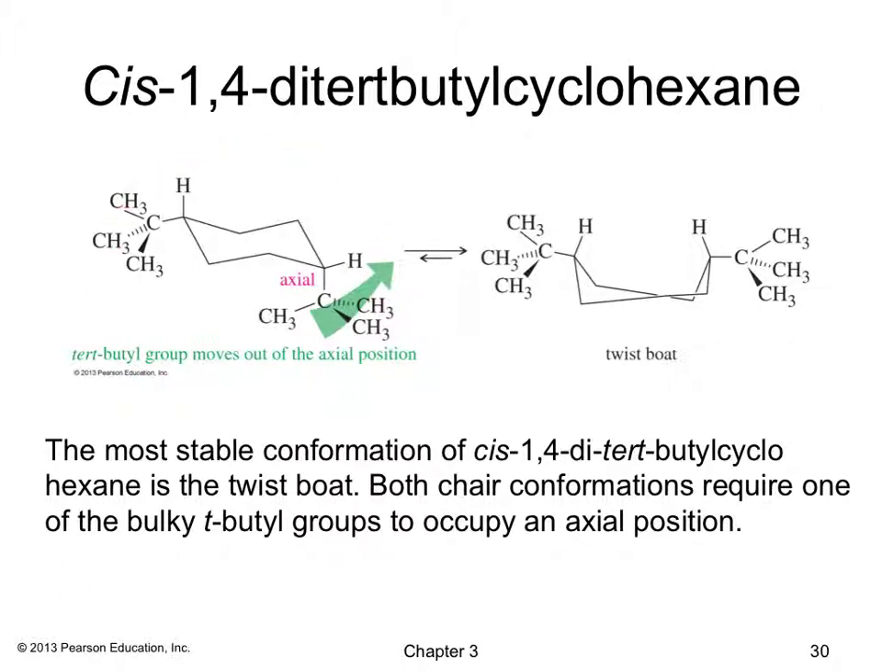Here in the 1,4 position, if they're on the cis, they're on the same side. You have one axial and one equatorial. This axial is again very disfavored. You have 1,3 diaxial interaction. Interestingly, the most stable conformation is this twist boat conformation, in which both of these tertiary butyl groups are on the equatorial or on the outside surface, so that nothing is actually in the axial position.